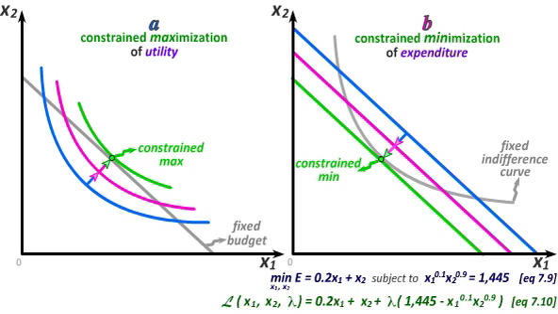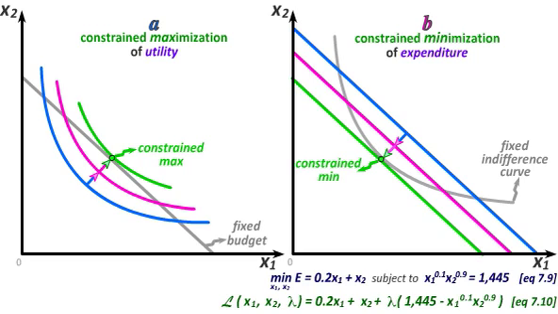The Lagrange function for this optimization problem is then set up as it always is in an optimization problem. We begin with the objective function, which in our case is E, or 0.2 times x1 plus x2, given that the prices are 0.2 for x1 and 1 for x2. Then, this is followed by a lambda term times the constraint set to 0. Notice that here we're using a utility function that is Cobb-Douglas with exponents of 0.1 and 0.9.